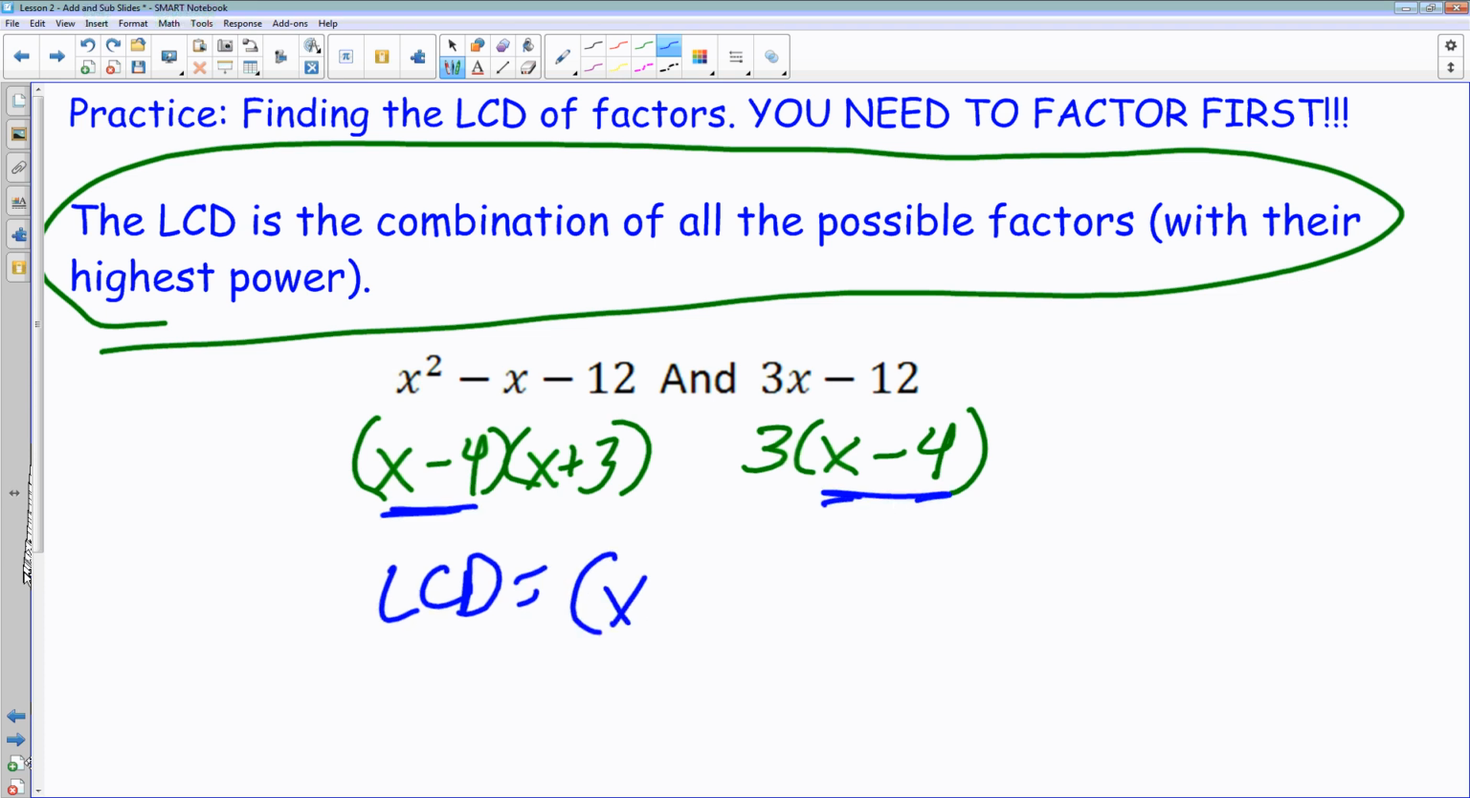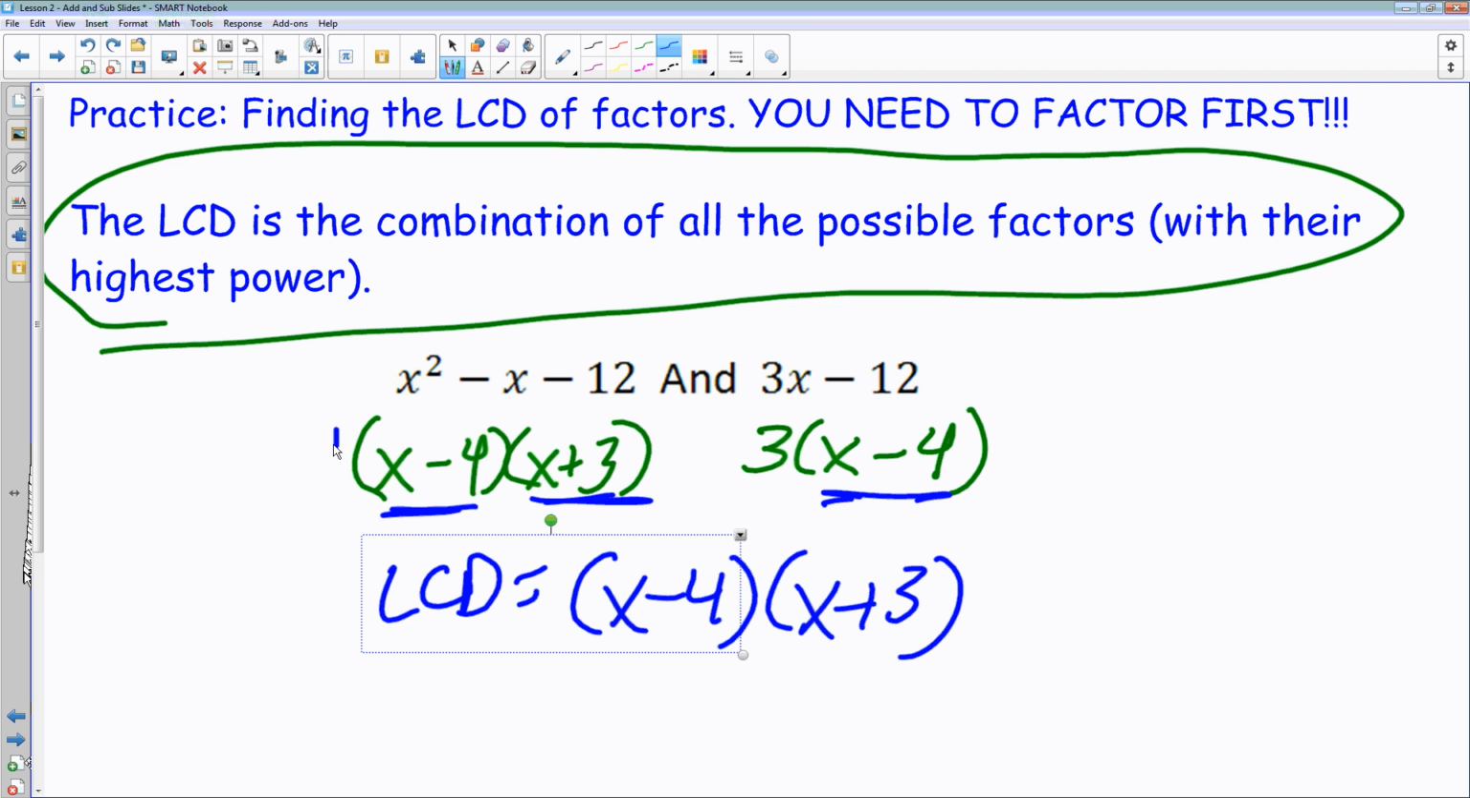So my LCD between these two, well, x minus 4, x minus 4. We write it down. Another factor is x plus 3. There's nothing over here for that, so we write it down. Then we technically have a 1 out front and a 3, so 3 has to be part of the LCD. So that's my full LCD there.